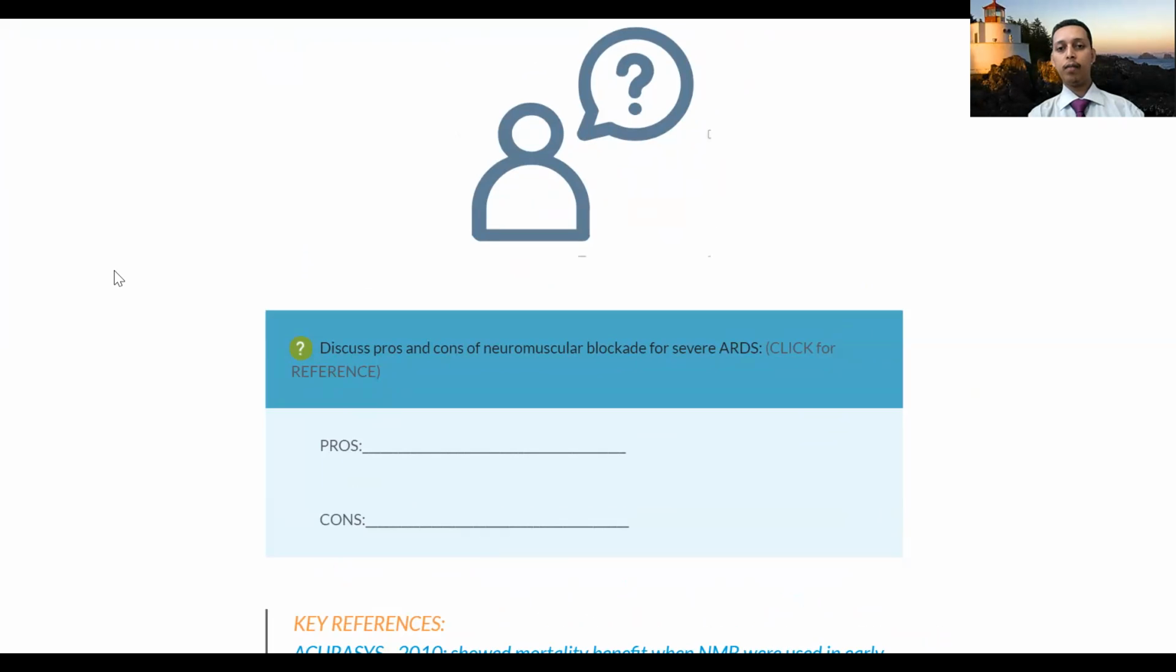Okay, I'm seeing someone saying it has a mortality benefit if it is used over 48 hours. Patient ventilator desynchrony. Okay, it increases compliance. Okay, eliminates patient ventilator desynchrony. Yeah, those are the advantages, right? So what could be the disadvantage of using paralysis in ARDS patients? Yeah, I'm seeing so many pros.